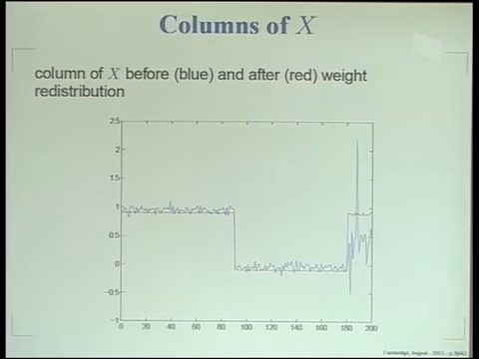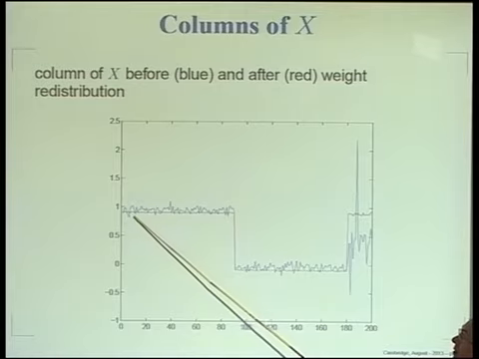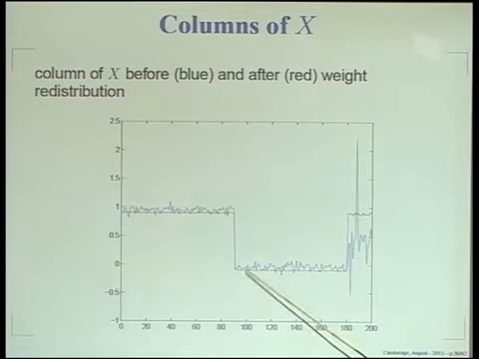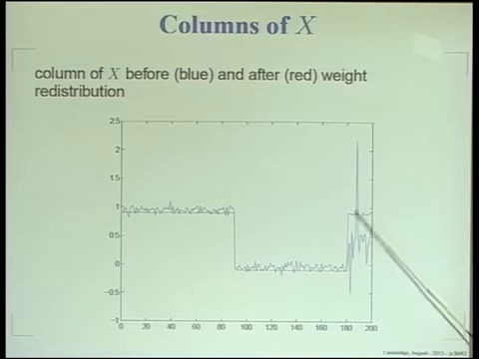Now you do a few iterations of weight redistribution, and then you look at the eigenvector, and you get this red curve here. It stabilizes really nicely, and all these bumps are gone. So it shows that the method is not completely stupid.